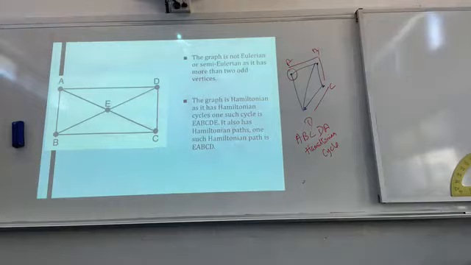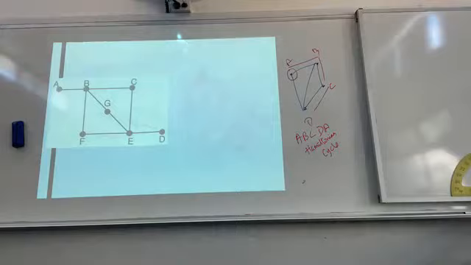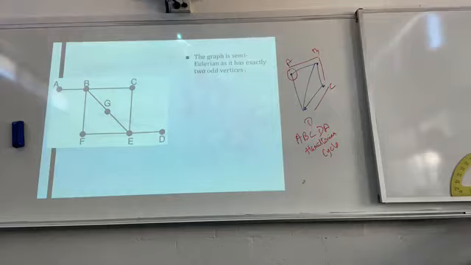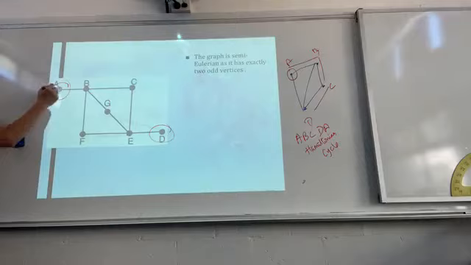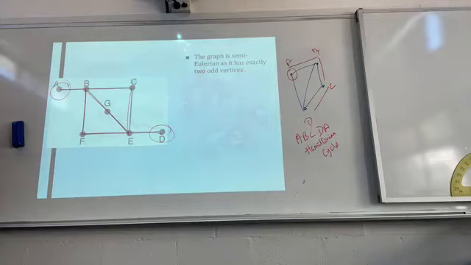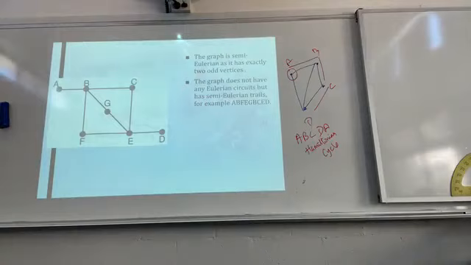What about this one? It cannot be either, actually. It is semi-Eulerian because there's one odd vertex here and one odd vertex here. So you could go this way, down, back to B, F, and go all the way to G, D. That's possible. Like I say, it is tricky. You really have to be able to analyze the graph. This is not Hamiltonian. It cannot have an Eulerian circuit because you can't go back from B to A.